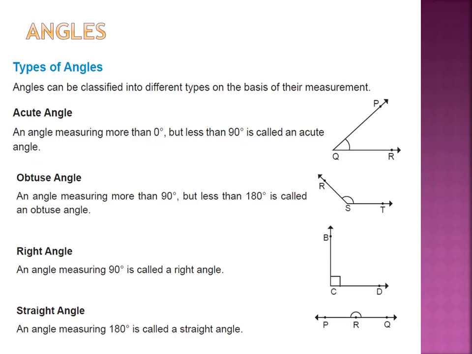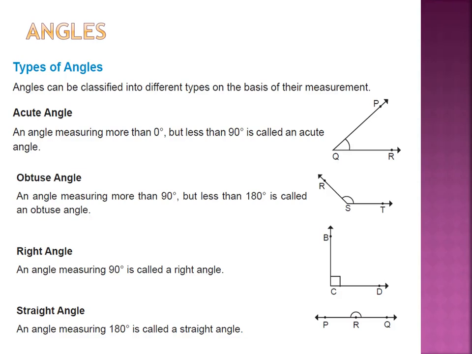Now, we have learned about angles. Now, in this slide, we are going to see types of angles. The first is acute angle. An angle measuring more than 0 degrees but less than 90 degrees is called an acute angle. The second is obtuse angle. An angle measuring more than 90 degrees but less than 180 degrees is an obtuse angle.